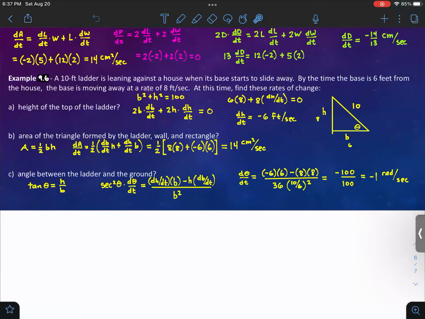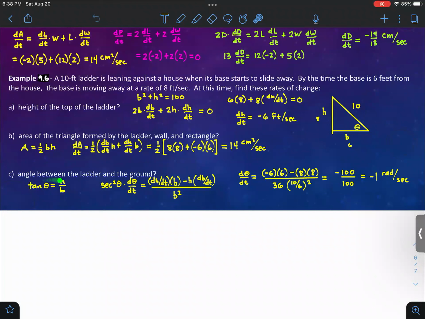And finally, this one's a little trickier. It's going to involve some trig. The angle here we said is changing. So we need some kind of equation that relates this angle now to our h and our b. And of course, we're going to bring in a trig function, opposite, adjacent, or y over x. We know here tangent equals h over b.